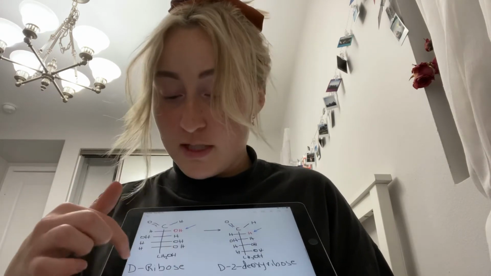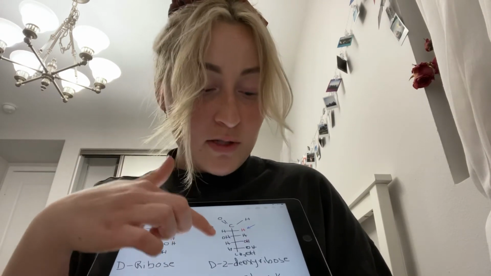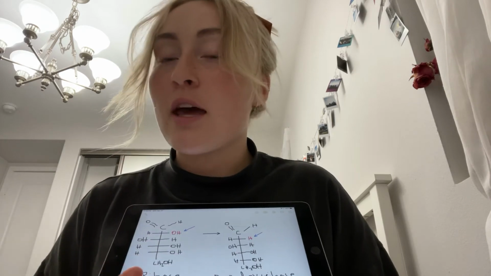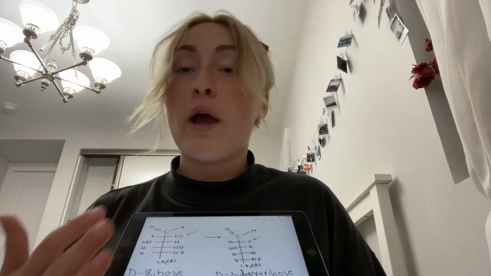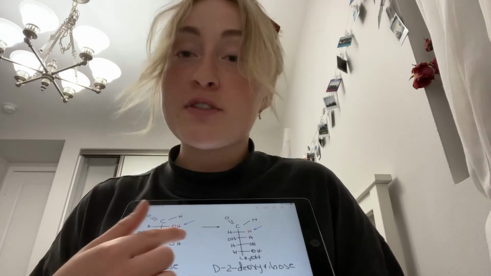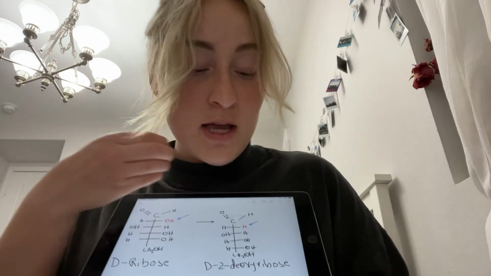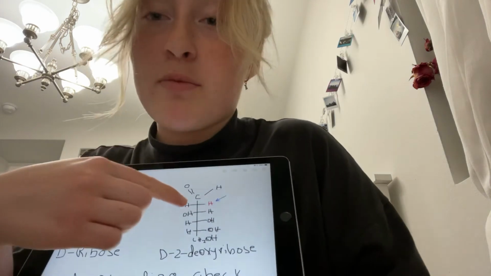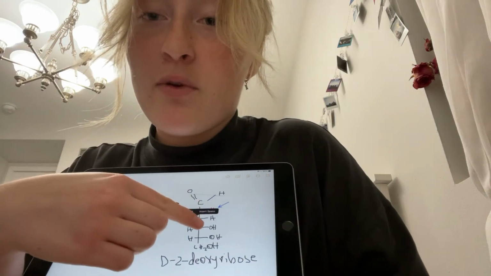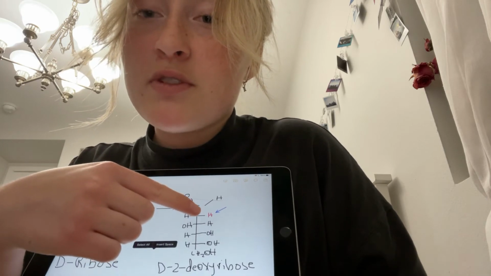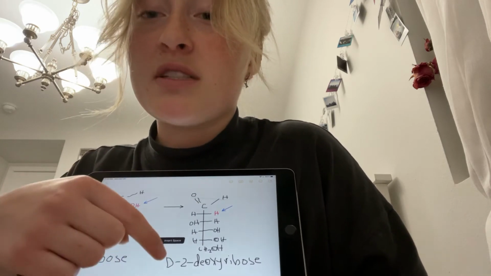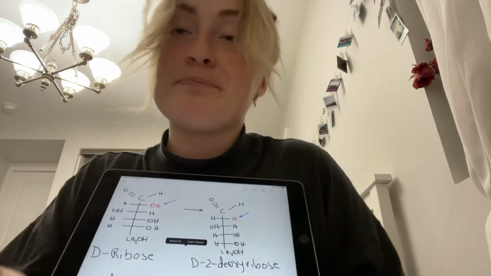It goes from D-ribose to D-2-deoxyribose. That's where some people kind of forget, because with the other ones, you didn't have to label where this difference took place, where this reaction took place. For this, you have to label the carbons 1, 2, 3, 4, 5, and 6. As you can see, it goes 1, 2, so it's on number 2. So it goes to D-2-deoxyribose.